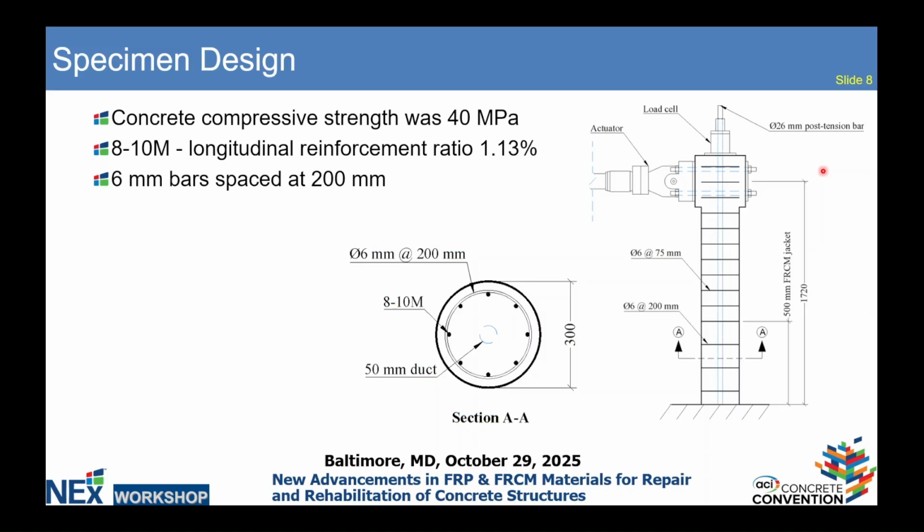The deficiency in these columns is the lateral reinforcement. The provided lateral reinforcement was 6 millimeter smooth bars spaced at 200 millimeters. That provided a low reinforcement ratio of 0.23%. Given that the specimen was designed to fail in flexure, we're testing the flexural performance of these specimens. The bottom part of the column is where the plastic hinge will develop, and this is where the FRCM was applied.